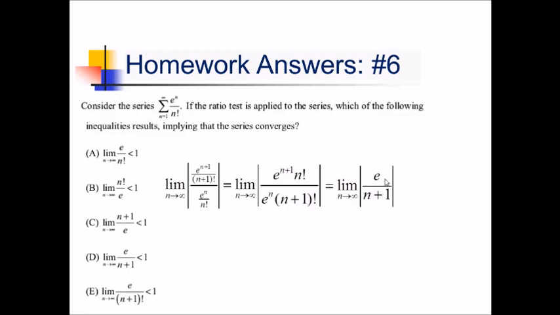Well, we have a constant over something that's growing, so that's going to go to 0. Since that is less than 1, we would say this converges by the ratio test. Now we actually had to find the inequality that we used to get this. So we have a limit as n approaches infinity of e over n plus 1 less than 1. Let's see if we can find that here. So it's not A or B. C, we have n plus 1 over e, that's upside down. D, e over n plus 1 less than 1. That looks good. And then E had a factorial that we didn't want, so yeah, choice D.